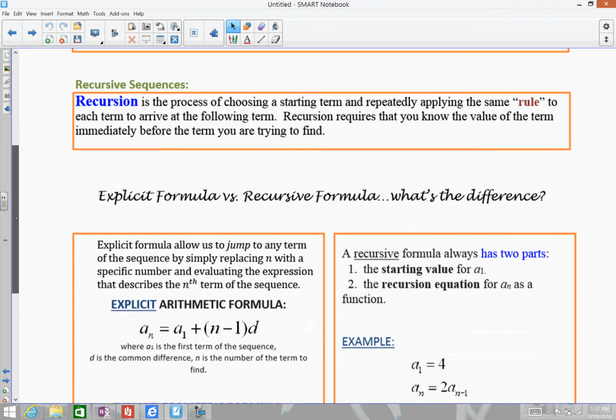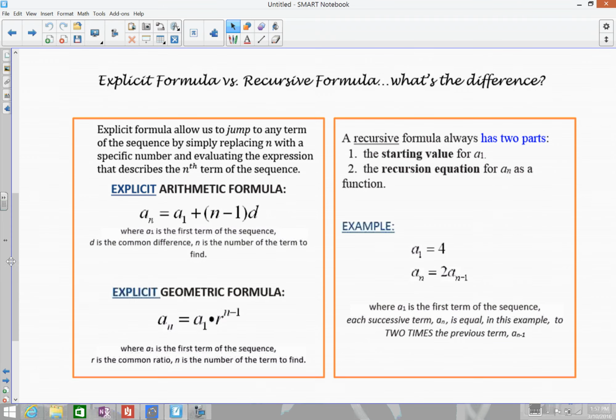So if we're looking at the difference here, we have our two explicit formulas that we talked about: our arithmetic formula and our geometric formula. Those are explicit, and n just represents the term number. And then for recursive, this is the new part. You have two parts to a recursive equation. Since you always have to know the previous term, you have to have a starting value. The first thing is the starting value, that initial term. The second part is what we're going to call the recursion equation, which is basically telling you what pattern you're doing to the previous term.